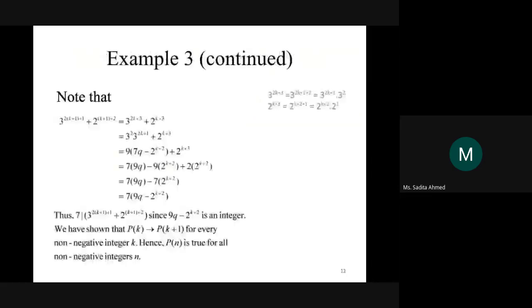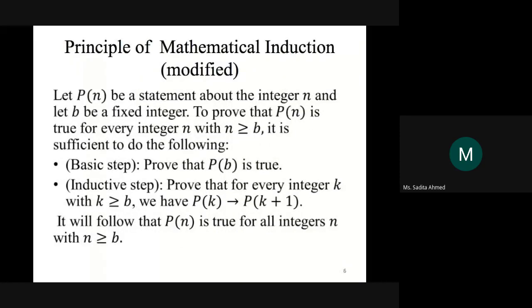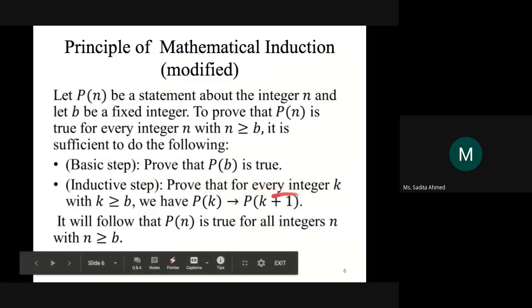So in induction, remember, in the basic step, you prove that the statement is true for just one value. Which one specifically? The lowest value of n. And in the inductive step, you have to prove that if pk is true, then pk plus 1 is also true. Our assumption is pk is true. This is what we are allowed to assume. And based on that assumption, we have to prove this one.